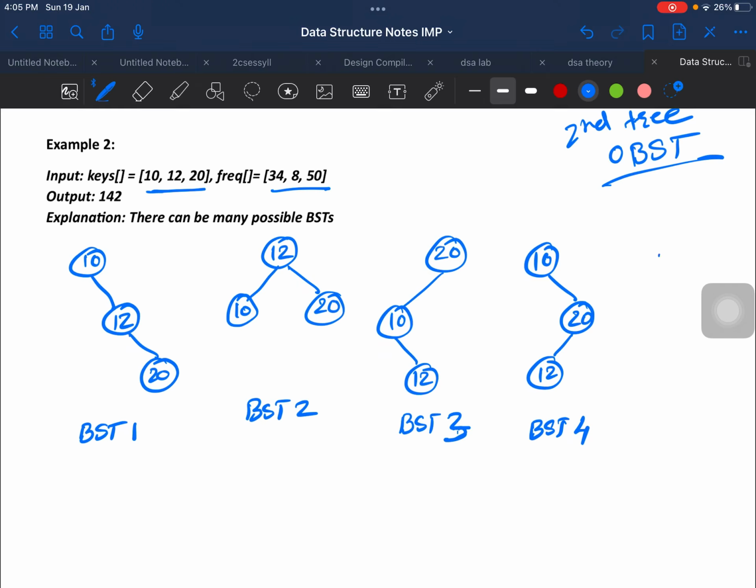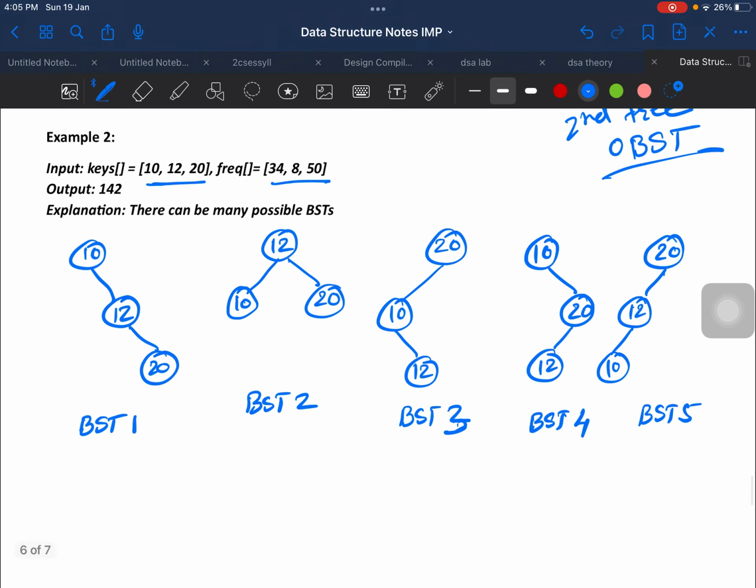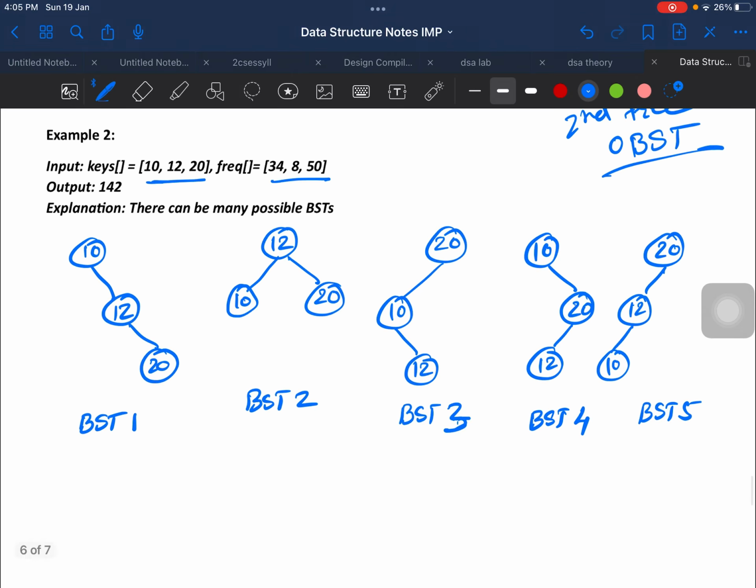Now guys, is there any other BST possible? You can try any other combination and try to draw the trees. If you get the same tree, no worries, you need to neglect that tree. But if you get a new tree, then you have to write that tree here. I don't think more than this is possible here. So these are my 5 BSTs which I got.